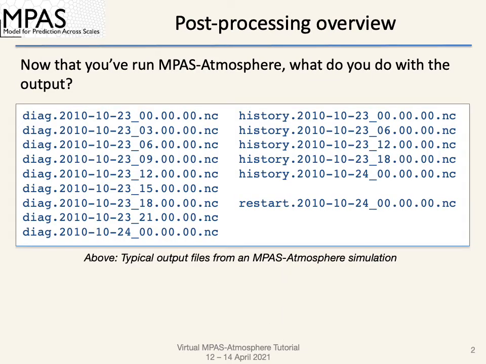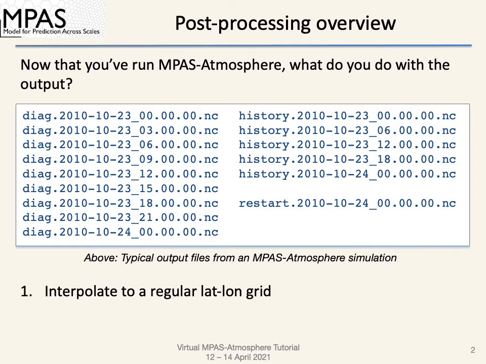After you've run an MPAS simulation, you'll get a set of standard output files that are defined in the default streams.atmosphere file. We're looking at some example file names here in the center of the screen. And as we talked about on the previous slide, all of the fields in these files are on the native unstructured mesh of the model.